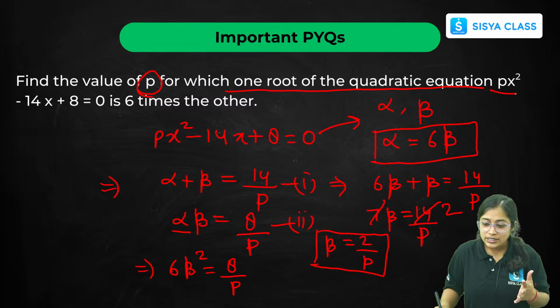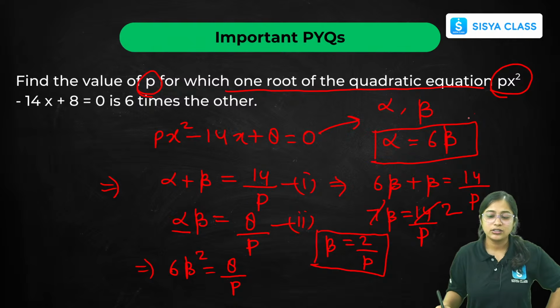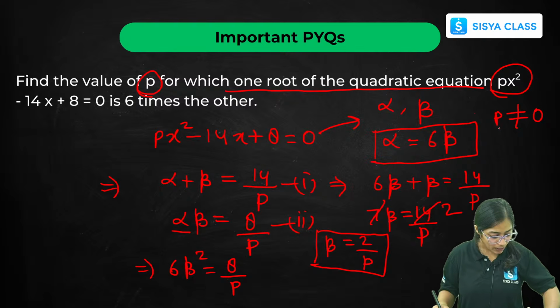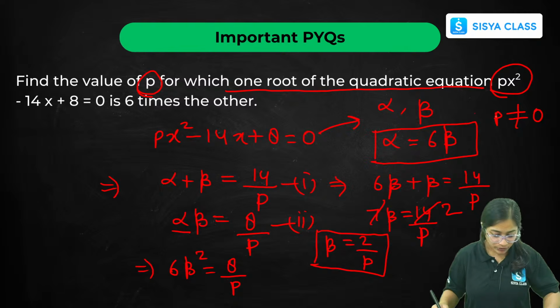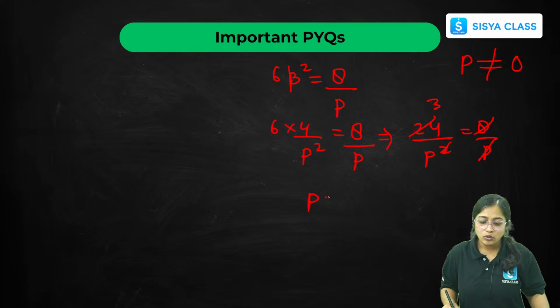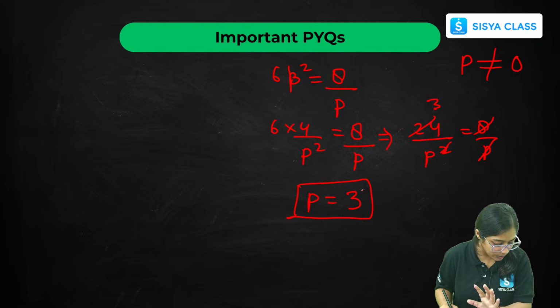Because here it is the coefficient of x square, right? And we know that in a quadratic equation the coefficient of x square should not be 0. Okay, should not be 0, right? So here what is the value of p now? The value of p is 3. Okay, so you can cancel p from here, and this is the value of p, right?